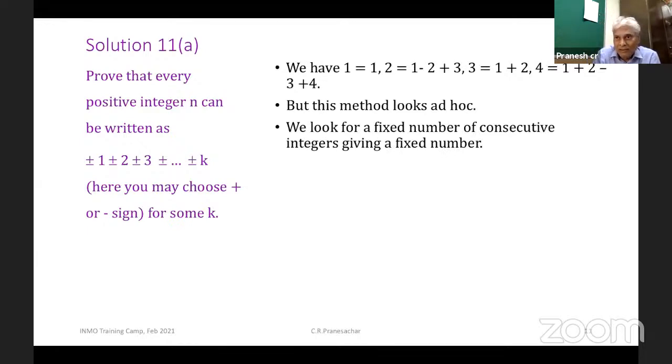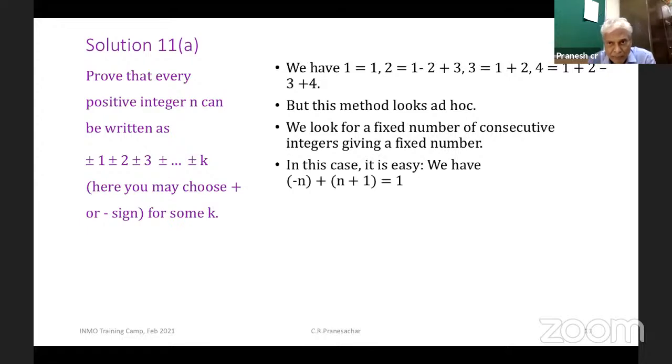So as somebody pointed out, we look for a minimum number of consecutive integers giving a fixed number. For example, if you take a fixed number of consecutive integers, like k plus 1, k plus 2, will you get a fixed number with suitable choice of signs? In fact, 3 numbers are not required, just 2 numbers are enough. So 2 consecutive numbers are enough to get 1.